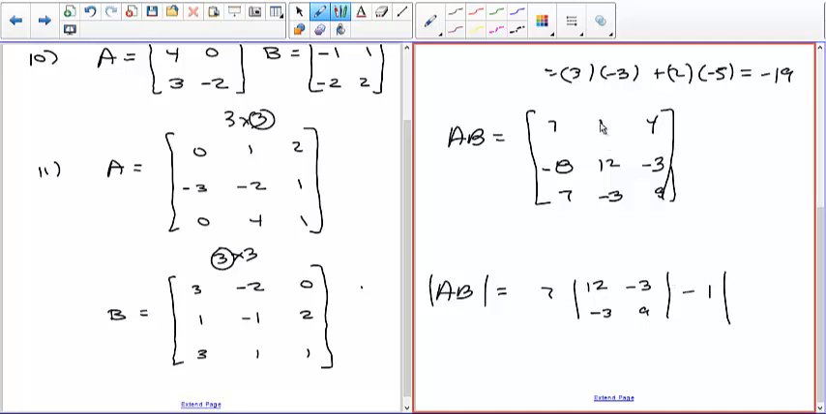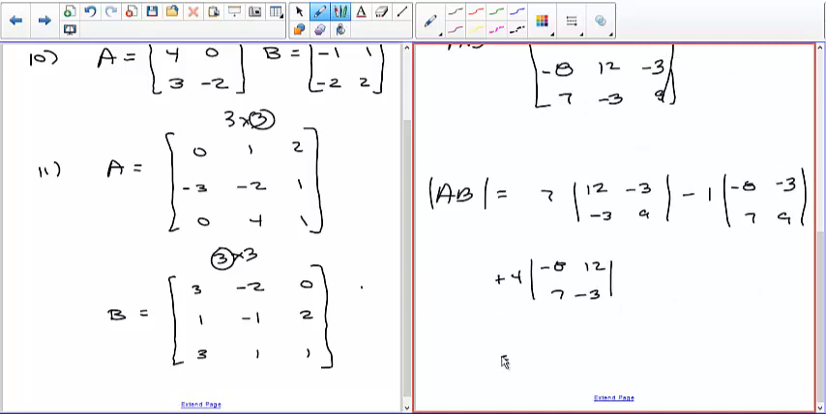So you take this one, cross out this row, this column, you'll end up with negative 8, negative 3, 7, 9, plus 4. Cross out this row and this column, you end up with negative 8, 12, 7, negative 3. So then you take the determinant of this 2 by 2, so it's 12 times 9 minus negative 3 times negative 3.